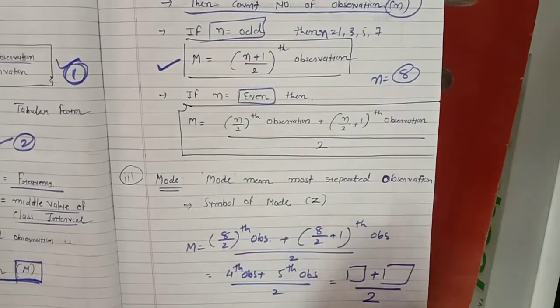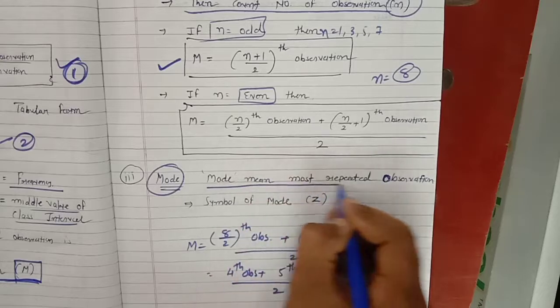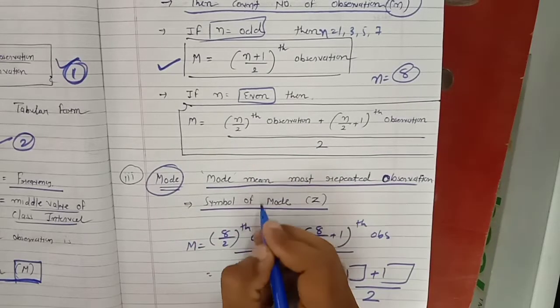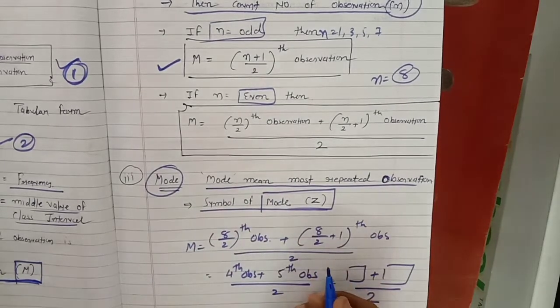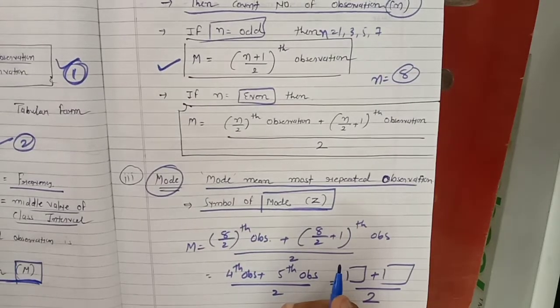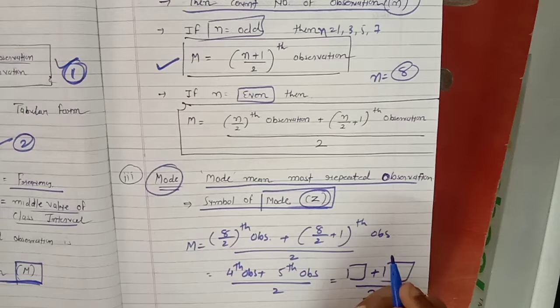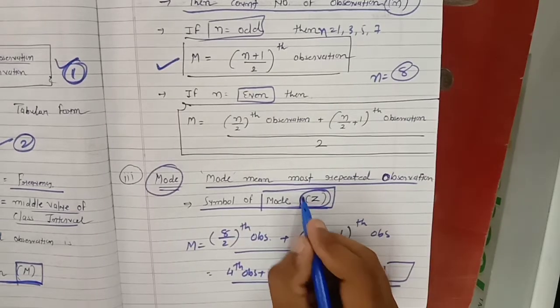When n is equal to what? Even numbers. Now mode means what? The most repeated observation. You just observe the data. Which data is most repeated? It is your what? Mode. Clear? Mode. The symbol of mode is what?